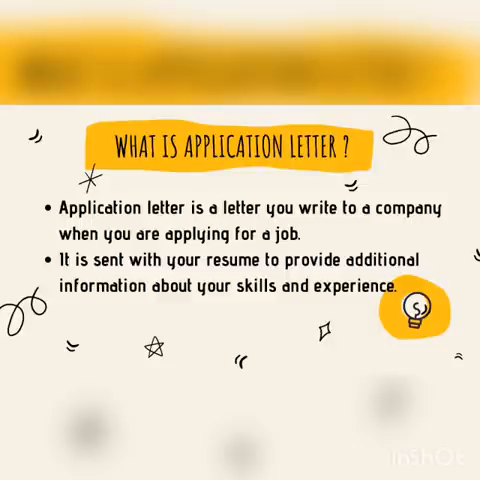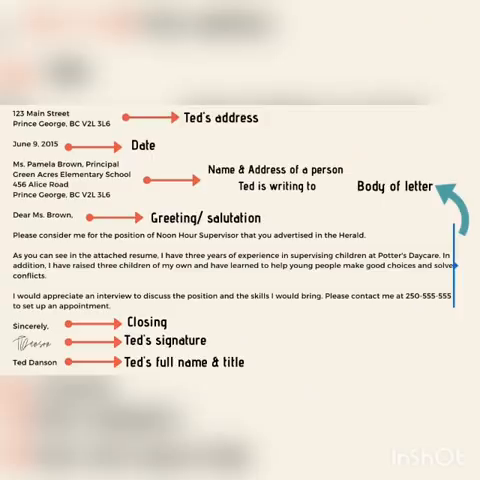Okay, now we're talking about the generic structure of an application letter, and here I have an example of application letter, and as you can see, this letter begins with the address of the sender or the applicant. The applicant is the person who applied for a job, and in this letter we know that the sender or the applicant is Ted Danson.